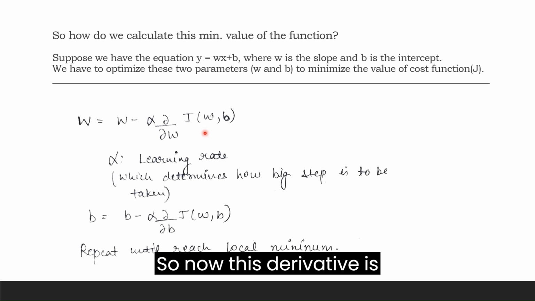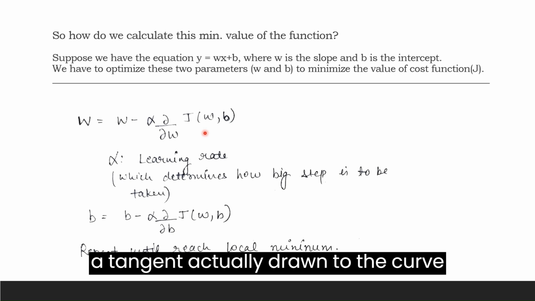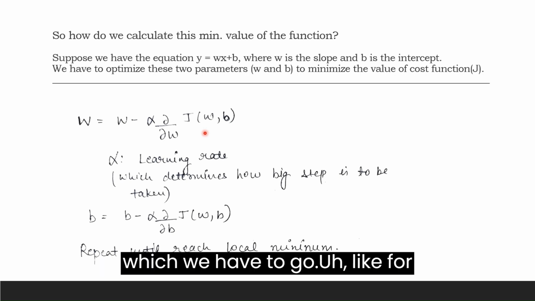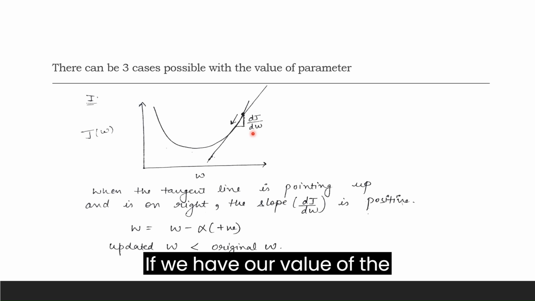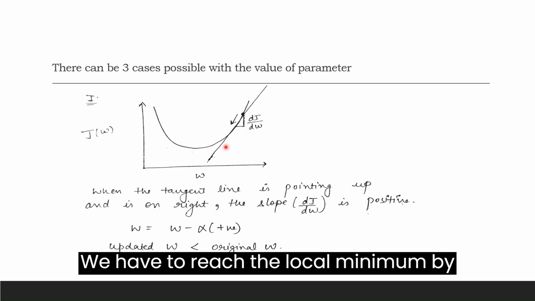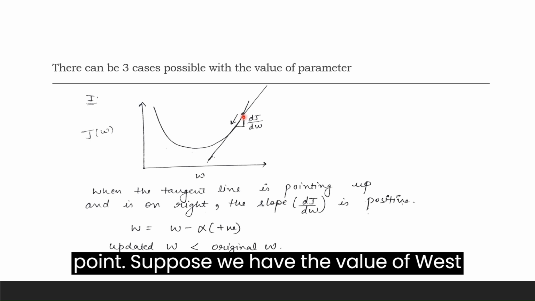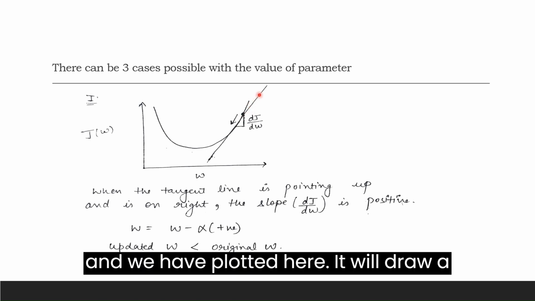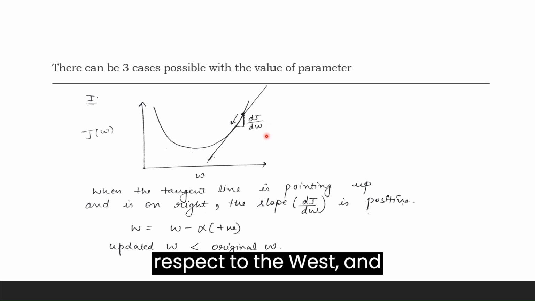Now this derivative is nothing but the slope of a tangent drawn to the curve of the cost function, which determines the direction in which we have to go. For example, if we have our value of the parameter w here, we have to reach the local minimum by reducing the value of w. But how does gradient descent do it? It does it by calculating the derivative at this point. Suppose we have the value of w plotted here. It will draw a tangent to this point on the curve and will calculate the derivative. The derivative will be calculated of the cost function with respect to w.